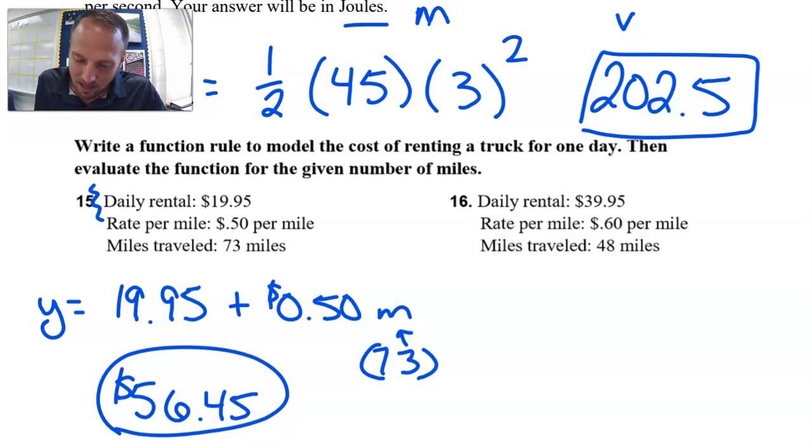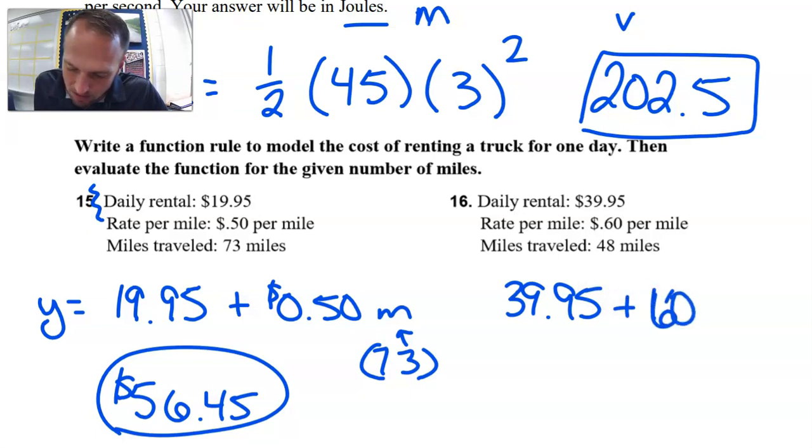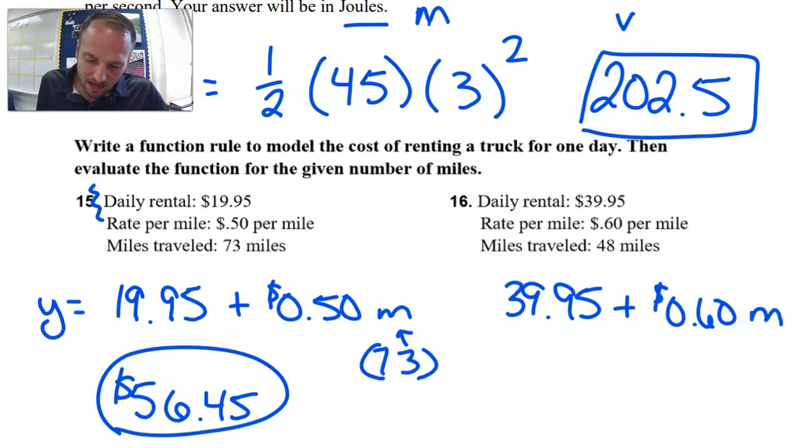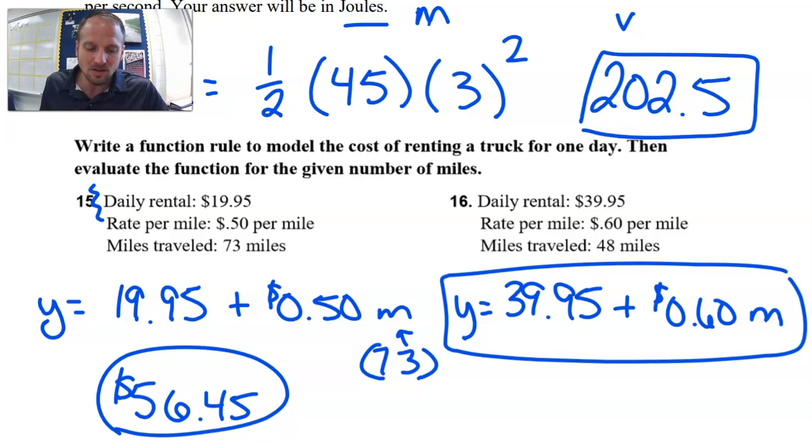Okay, so number 16, same thing. Daily rentals, $39.95. So we're going to pay that, plus 60 cents per mile. So plus 0.60. I'm going to erase that. That got sloppy. Plus 60 cents per mile. So per means times, so 0.60 times M. That is our function right there. That's the first thing it asks us to do.